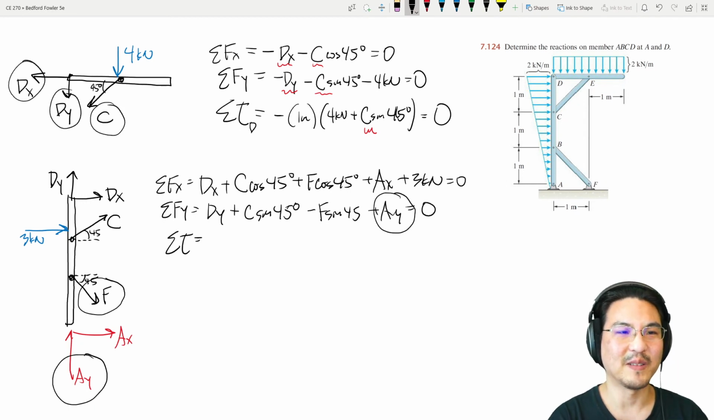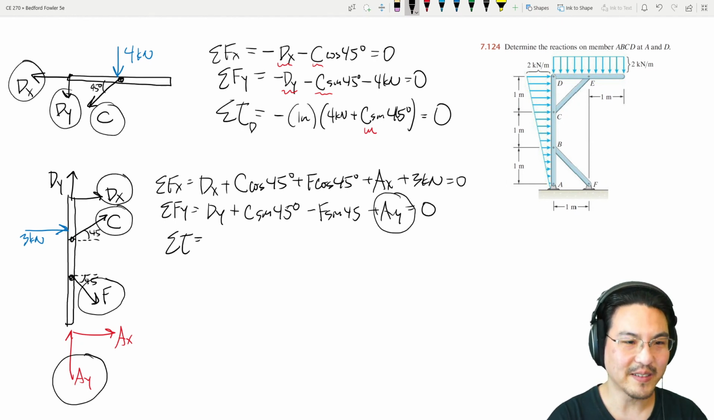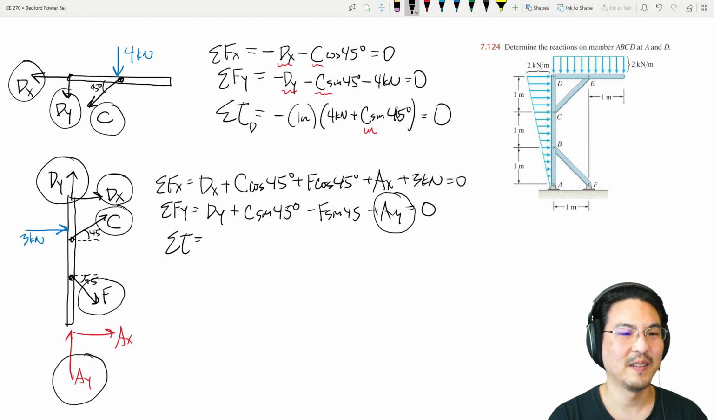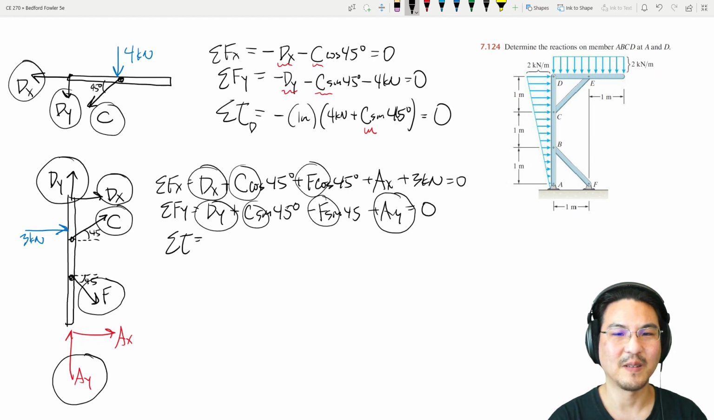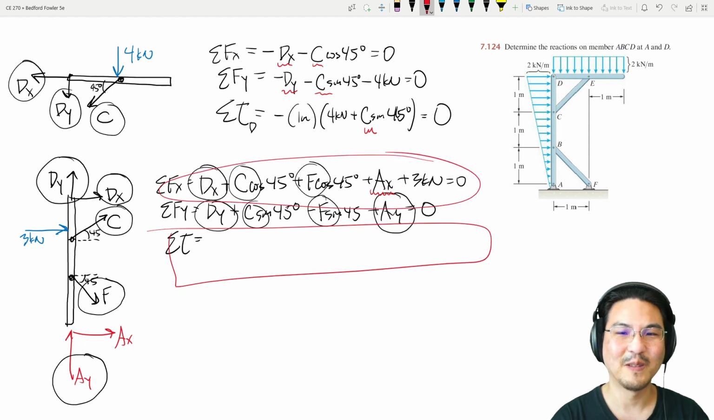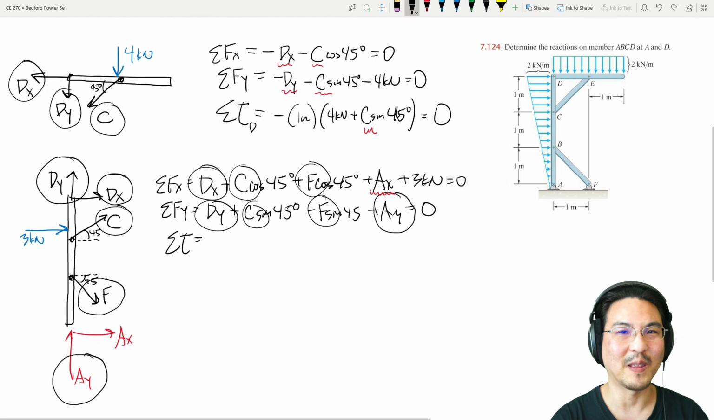Okay, now let's go over to the next member over here. Now we know c, dx, dy. So what's left? There's only one unknown left. We know c, dx, dy. We already knew f. So there's only one unknown left here, ax. So we don't even need to write another equation. We're good. Just solve this for ax, and we know everything everywhere.